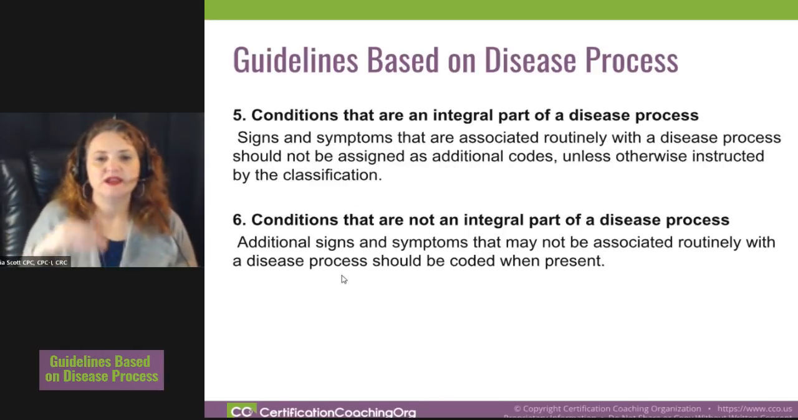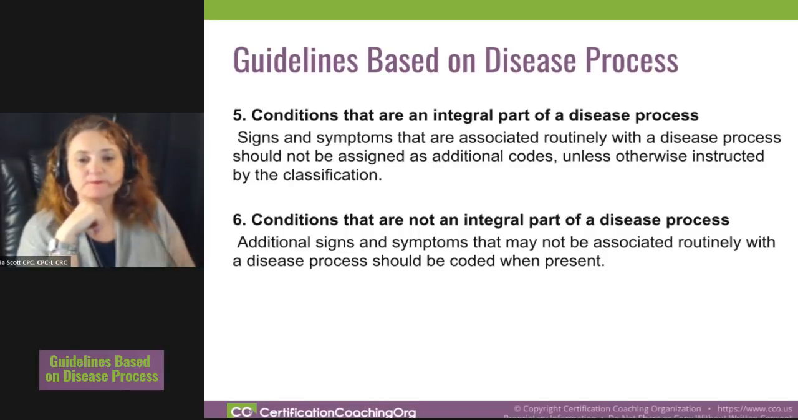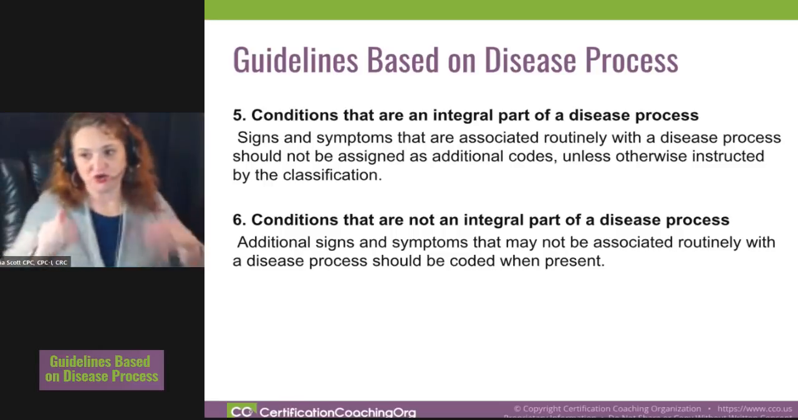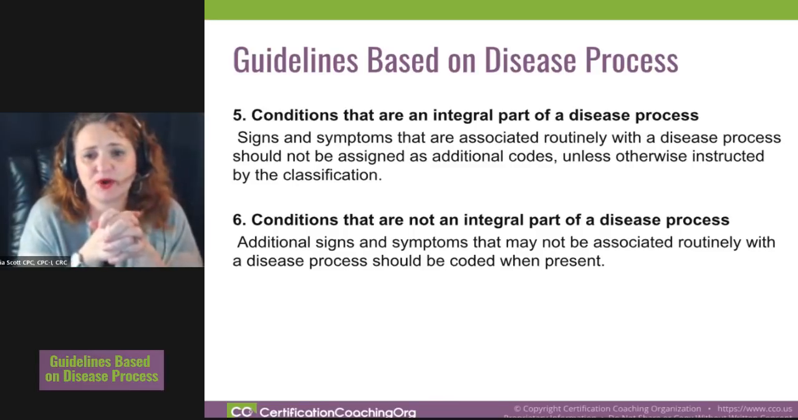Moving on, these are more guidelines that are really based on disease process. It's even in the description. So this says conditions that are an integral part of a disease process. Signs and symptoms, all right? And this is telling you that you do not code signs and symptoms when you have a definitive diagnosis. And that's more or less what I just told you, right? So we're okay with that. But conditions that are not an integral part of the disease process, then you're going to assign them.